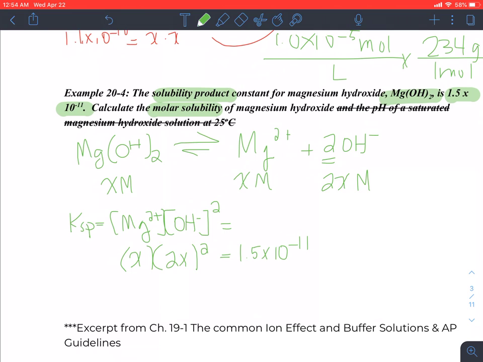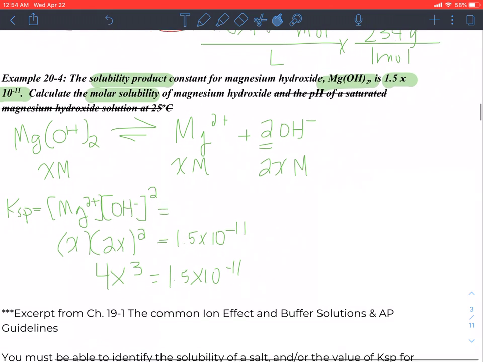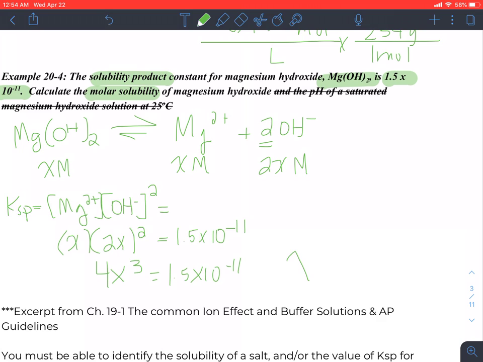Okay, when you simplify this, this gives me 4x to the third equals 1.5 times 10 to the negative 11. When you solve for x here, I'm not going to do the algebra, you end up getting 1.6 times 10 to the negative 4 molar. That is the molar solubility. That's how many moles per liter it does dissolve.